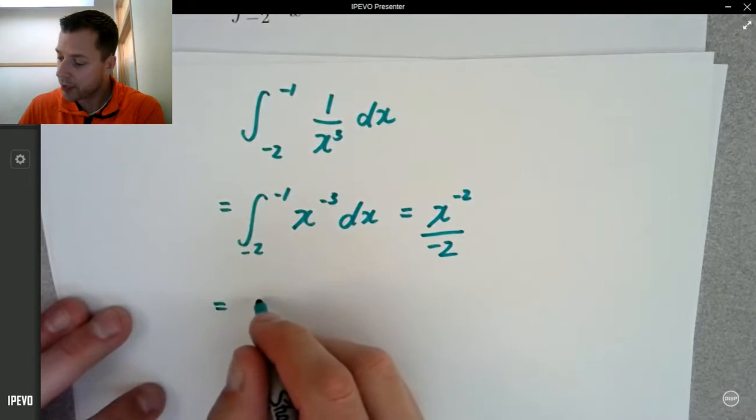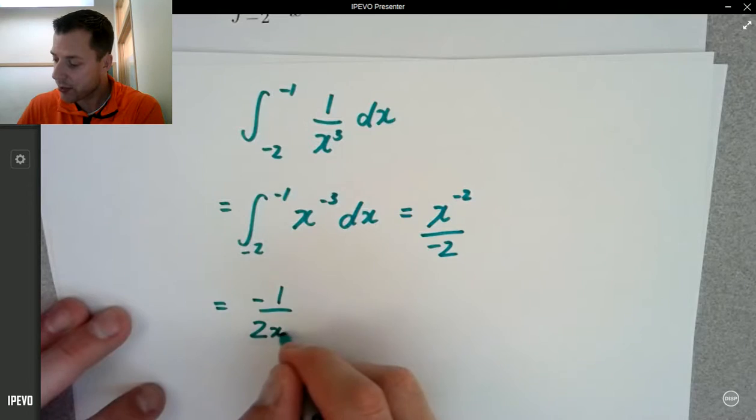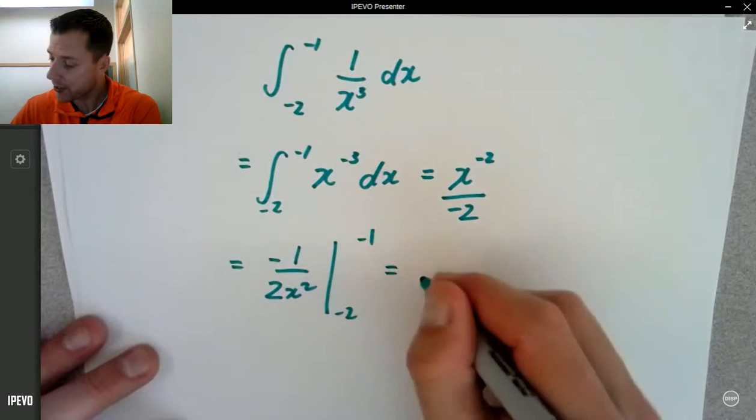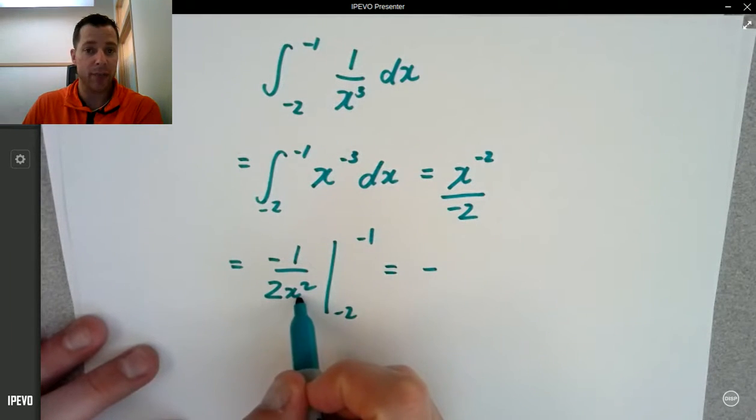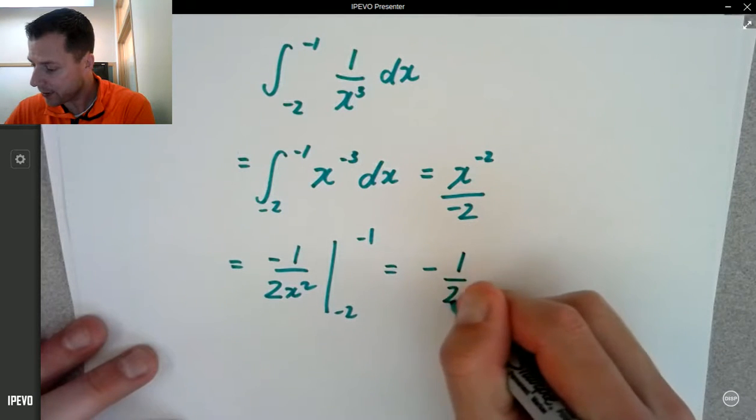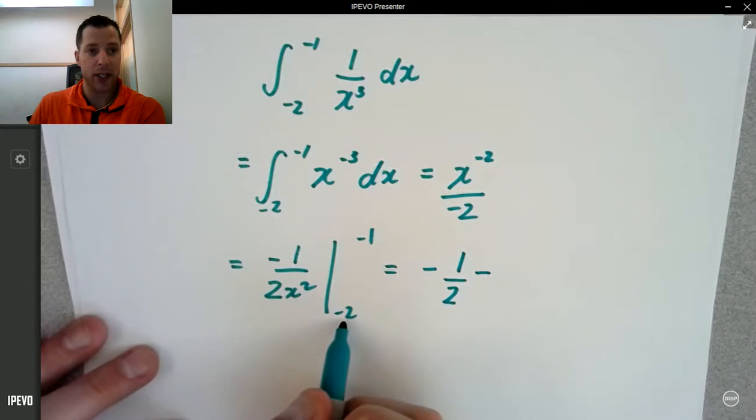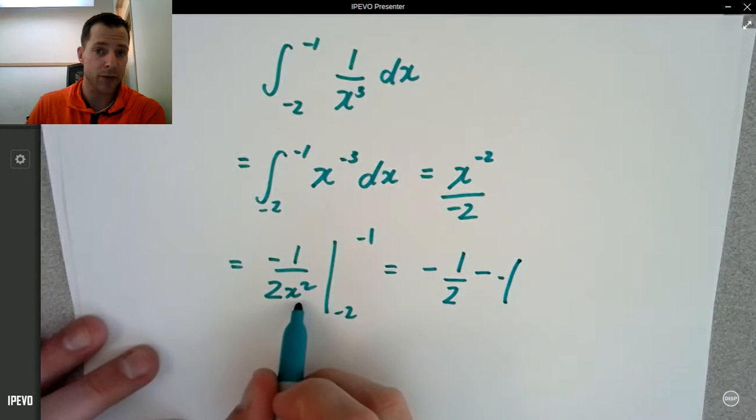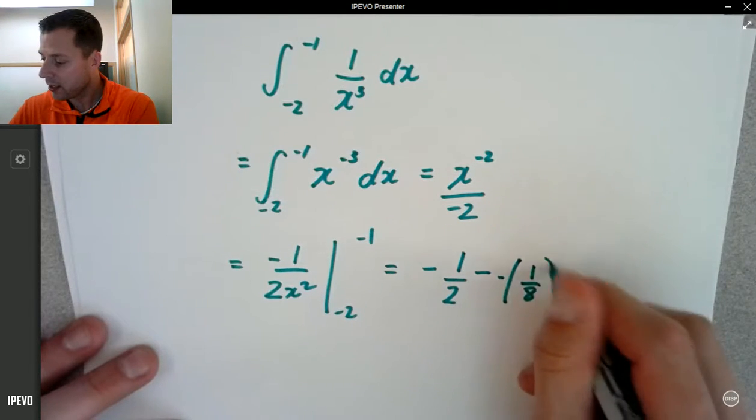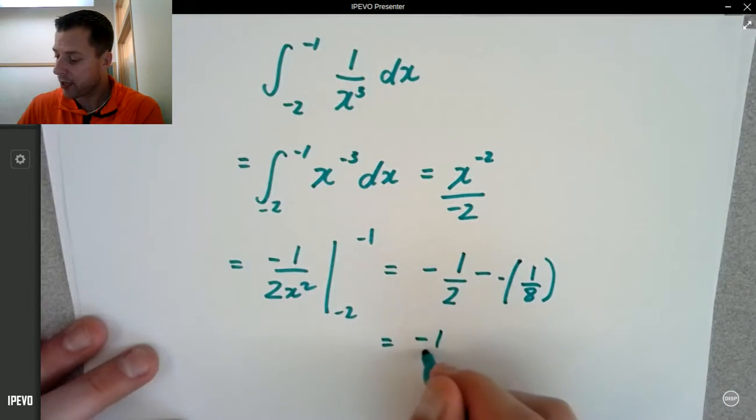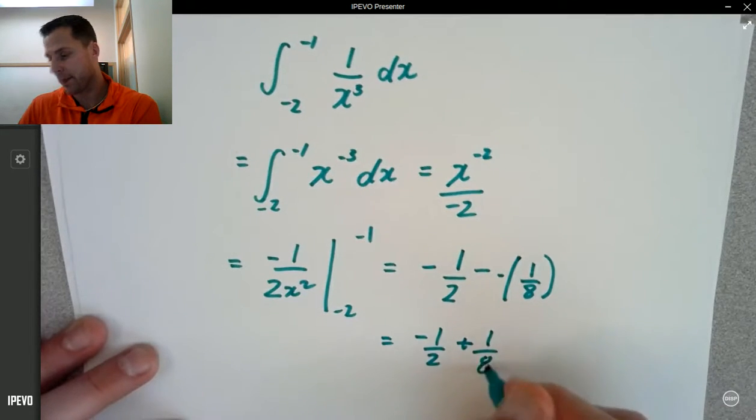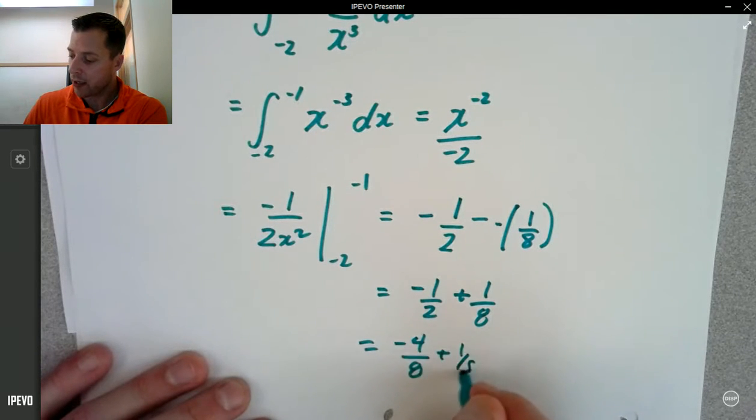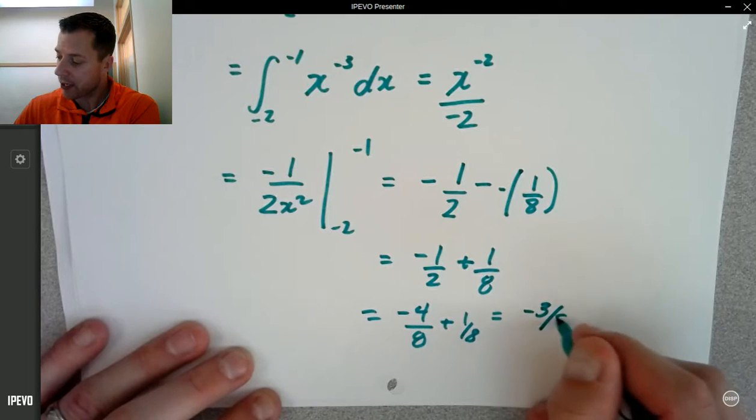So this integral becomes negative 1 over 2x squared from negative 2 to negative 1. You plug in negative 1 first. You plug in negative 1, you get a positive, so you have negative 1/2 minus, then you plug 2 in here, minus negative, and 2 squared is 4, times 2 is 8, so minus negative 1/8. That becomes positive, so you have negative 1/2 plus 1/8, which is negative 4/8 plus 1/8, which is negative 3/8. That is the area under that curve.